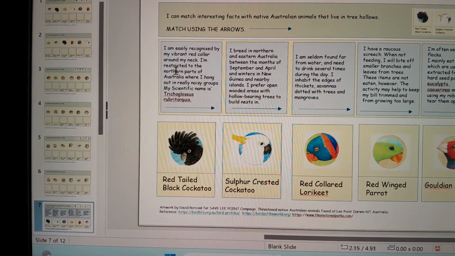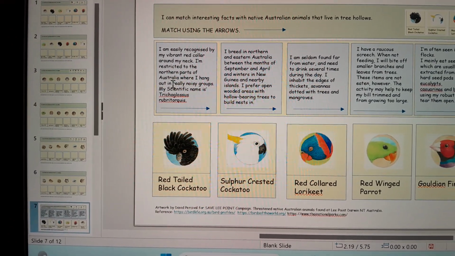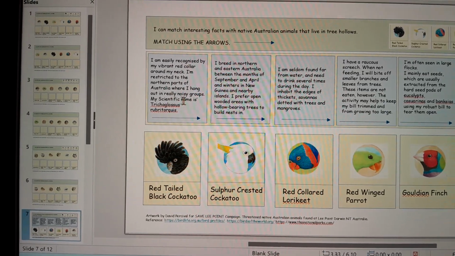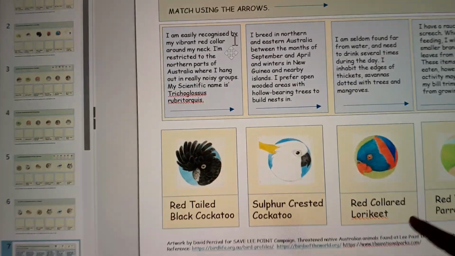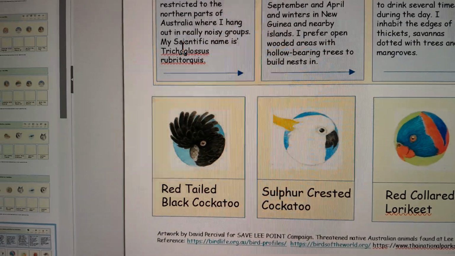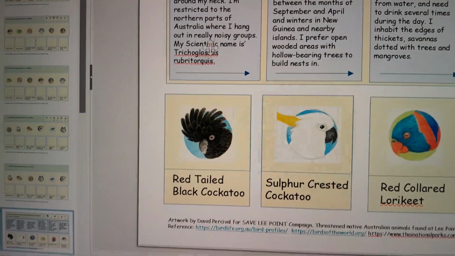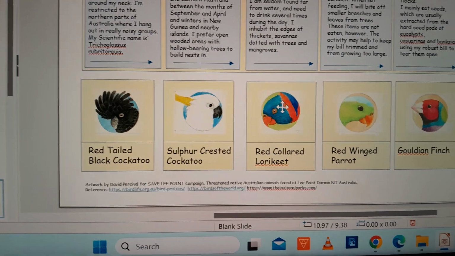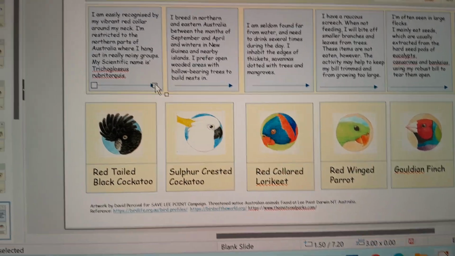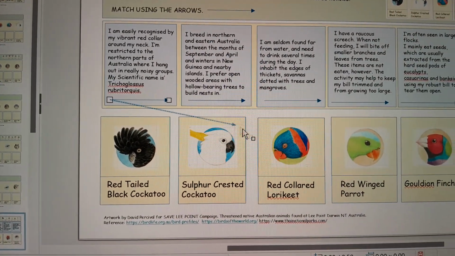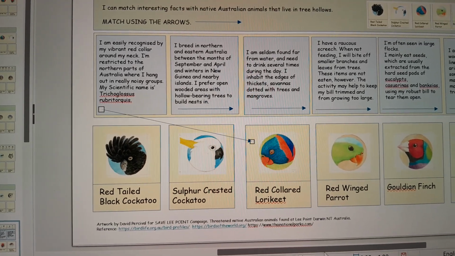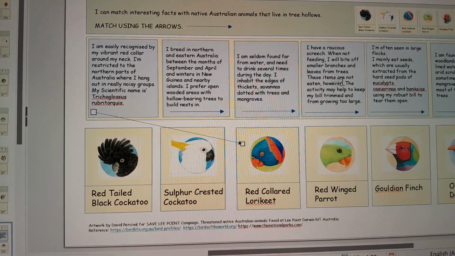I'm restricted to the northern parts of Australia where I hang out in really noisy groups. That's right. Now, even though this is very obvious, yes, exactly. It also gives us a little bit more information so we can learn more about the animal. There you go. So you just place the arrow and you just keep going.